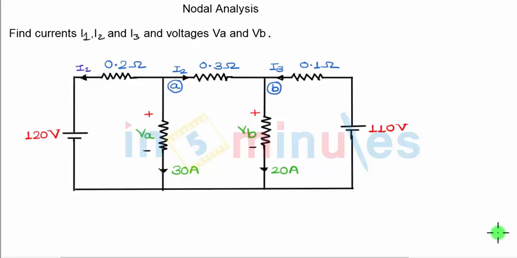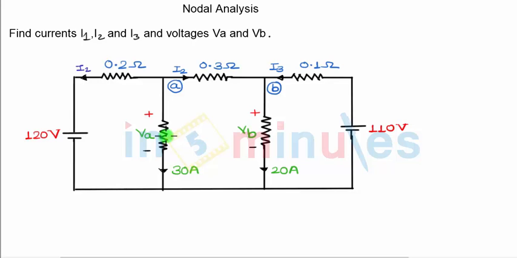In this video clip, we'll discuss another problem on nodal analysis. In this case, you are given one circuit diagram. The question is: find currents I1, I2, I3 and voltages VA and VB. So you can see they have marked all the three currents I1, I2 and I3 in the circuit diagram along with two voltages VA and VB. We have to find out these values, and because we are doing examples on nodal analysis, we will solve this question using nodal analysis.